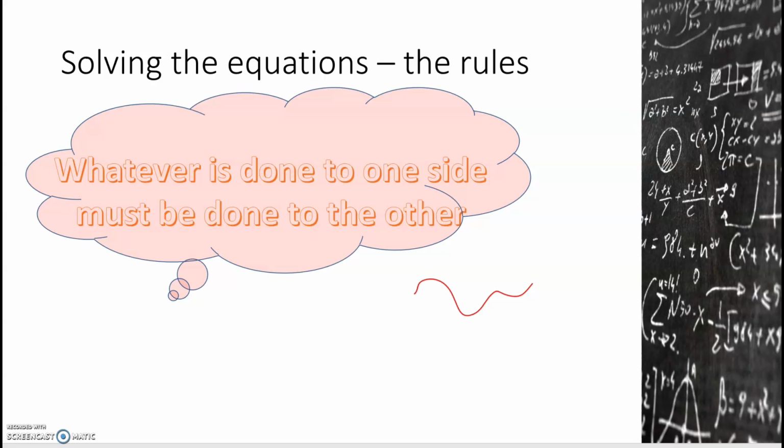Okay, solving equations, this is what we need to do in this topic. You know the thing, whatever is done to one side must be done to the other. This is the sort of thing where you can add to one side or subtract from the other side. You multiply or divide each side by the same number. You take powers of each side, whatever.